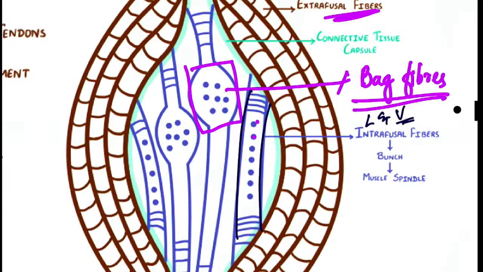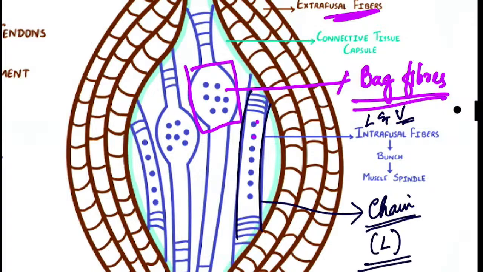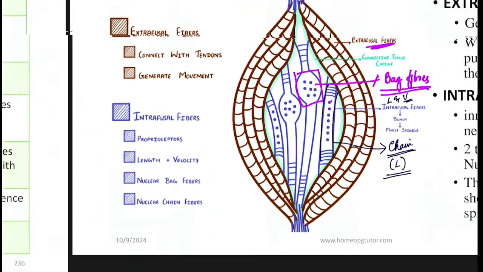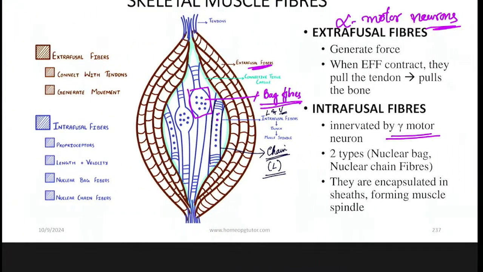Okay, over here the proprioceptors are more sensitive to length. These are the chain ones. See, in the bag we mentioned both length and velocity, right? But in chain, more of length is being understood. They are more sensitive to the length than the velocity. Okay, so this is a little detail about the skeletal muscle fiber.